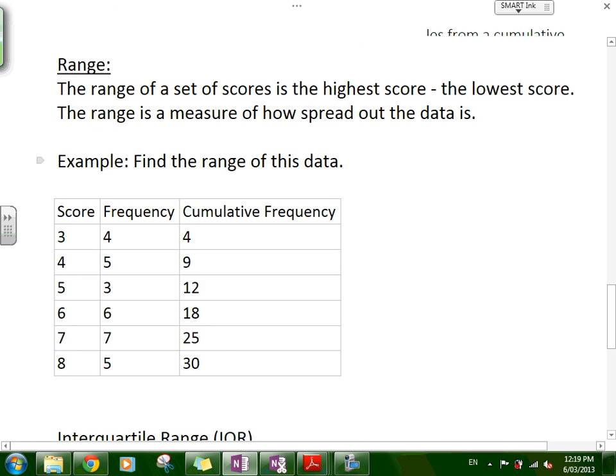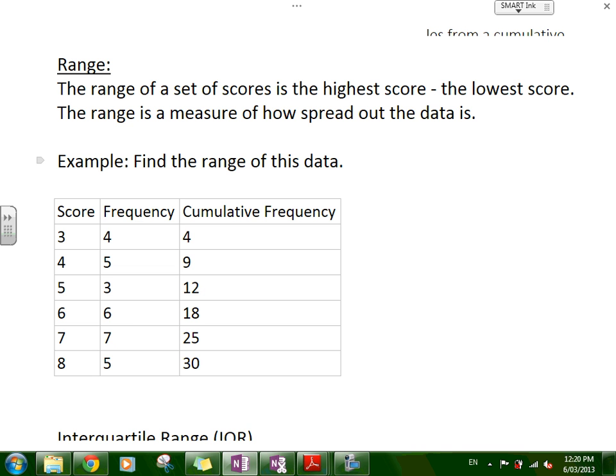we're going to talk about range. The range of a score is simply the highest score minus the lowest score. Alright, and we talk about the range as a measure of the spread of data. Okay, how spread out or how condensed a set of data is.